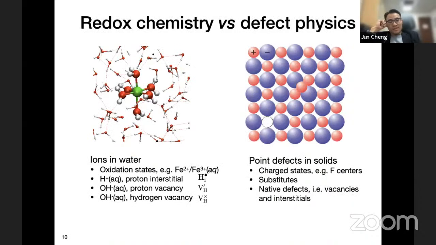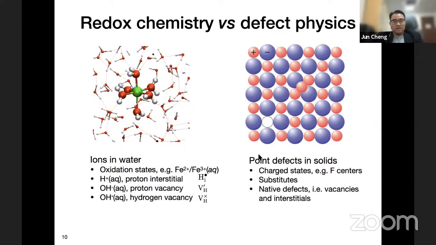We can go even a bit more. We can even use this notation, right? We very often do for defects in semiconductors. We can say for the redox chemistry of ions in water, the ions can have different oxidation states, like any defect. Point defects in solids have different charge states, like F centers and so on in manganese oxide, right? And also we can write the proton, think of it as a proton interstitial, okay?